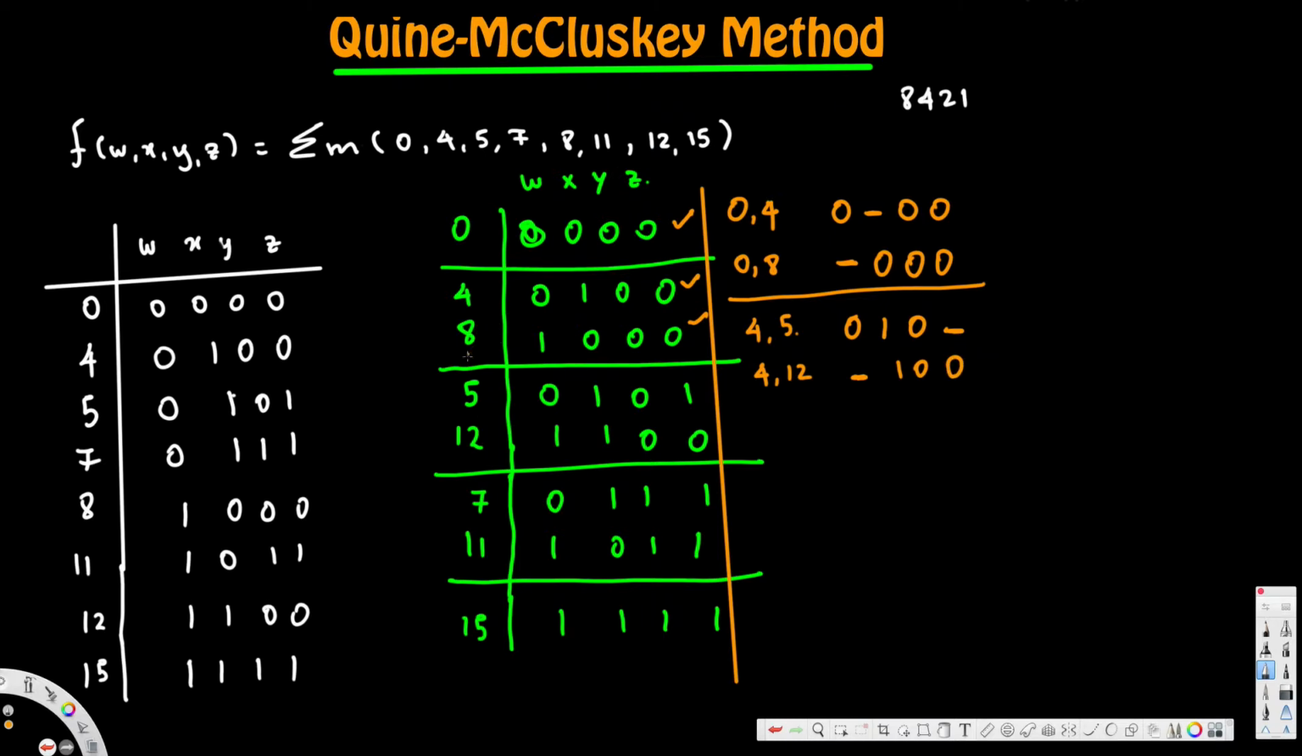Now 8 and 5, 8 and 12. 8 and 5, if we compare this one, 1 0 0 0 and 0 1 0 1, so here we have 2 things changing, so we cannot take this one. It has to be only one thing changing. So since we have 2 locations changing, we shouldn't consider 8 and 5. The next thing is we have to look at 8 and 12.